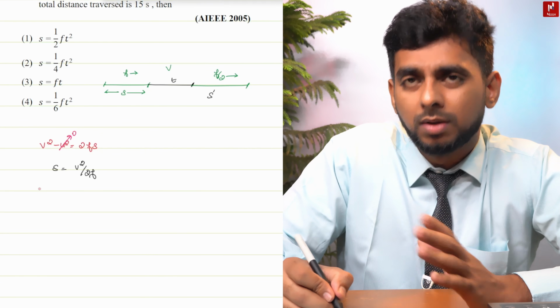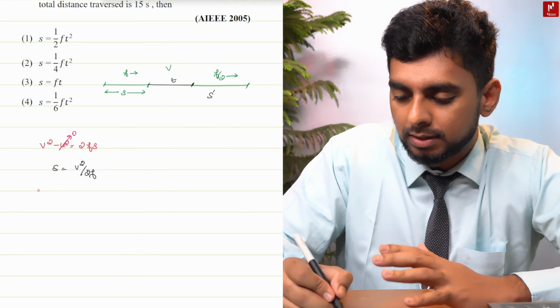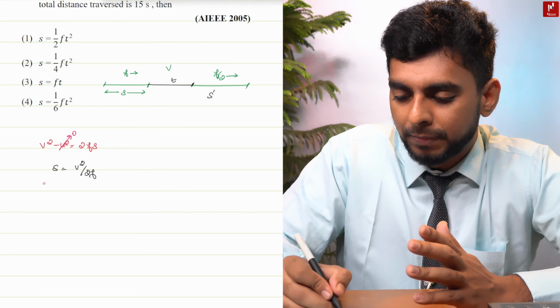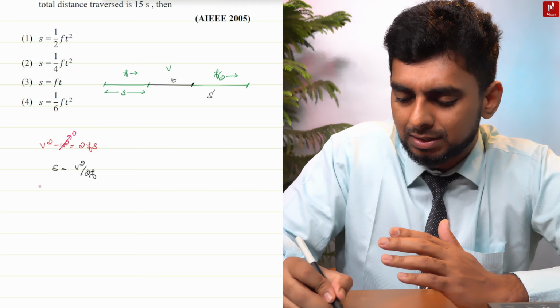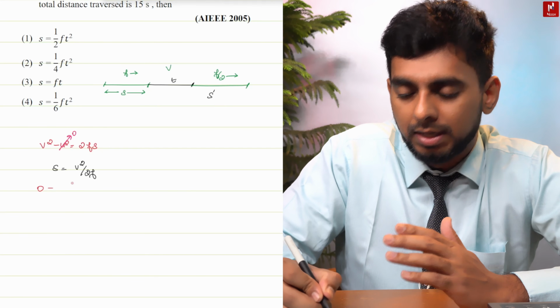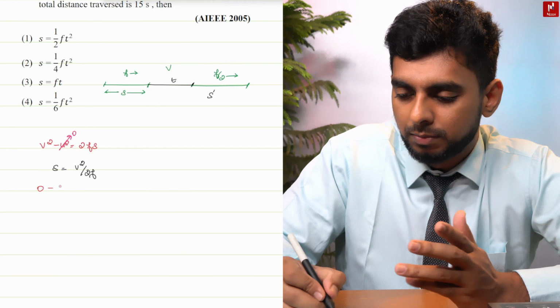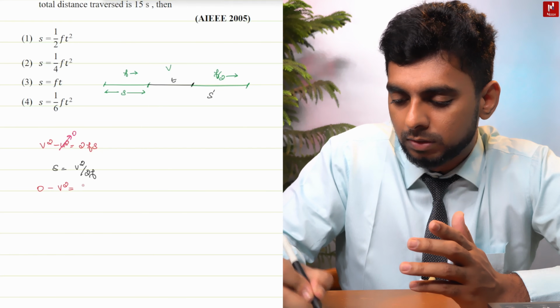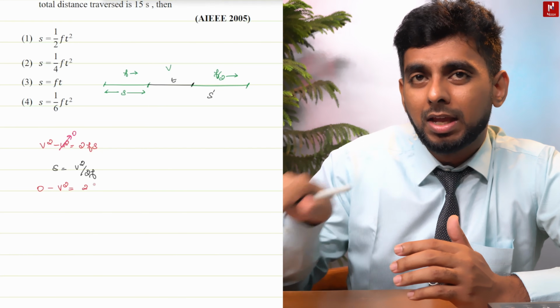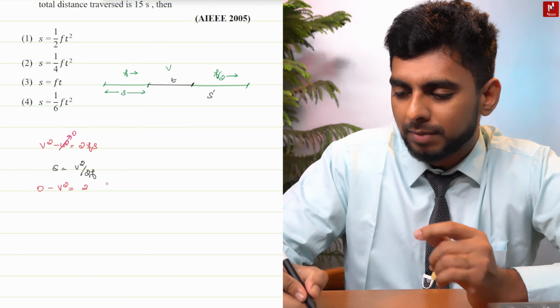That's going to be v square minus u square equals 2as. The final velocity over there is going to be 0 because that's a braking situation. Therefore, you would have 0 minus the initial velocity, that's going to be v over there. So you would have negative v square, which will be equal to 2 times the deceleration, therefore it should be minus f by 2.